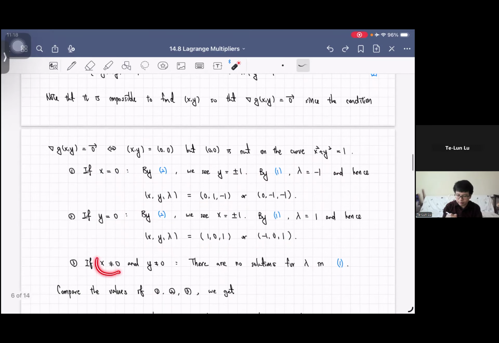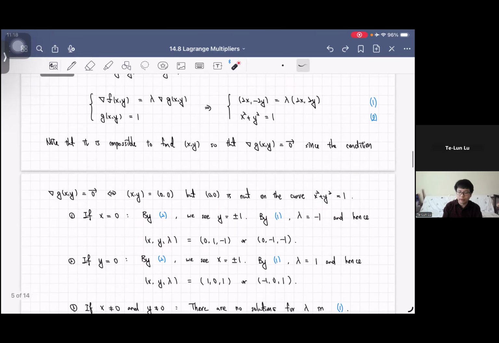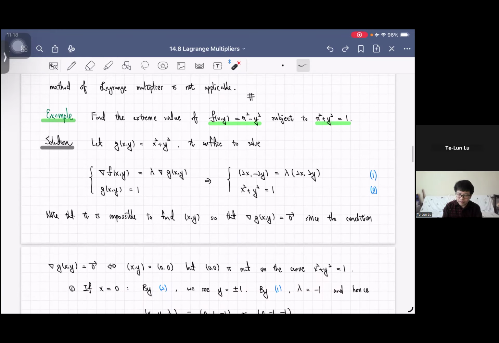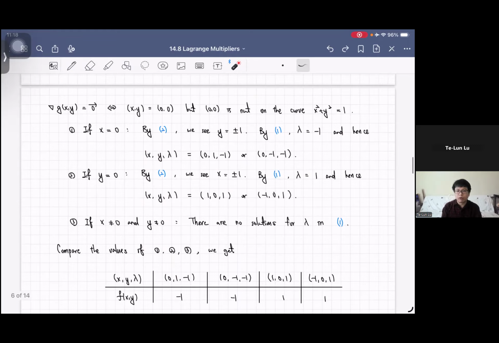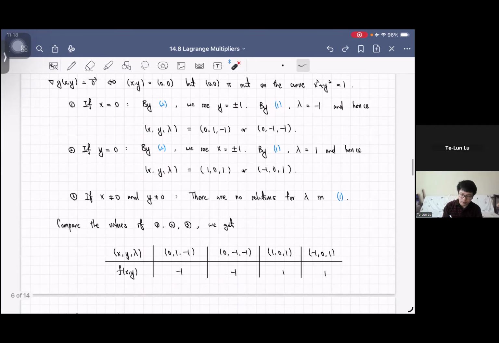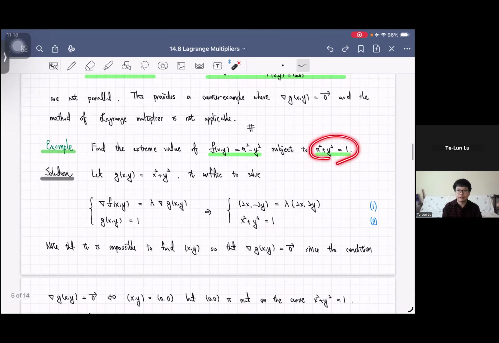And it is not possible for x and y to be both non-zero, because from the first equation, if x and y are both non-zero, then you have 1 equals lambda, and also minus 1 equals lambda. So that is not possible. So the only four possible solutions are (0, 1, -1), (0, -1, -1), (1, 0, 1), and (-1, 0, 1). Basically it corresponds to the four vertices of the circle, like this.